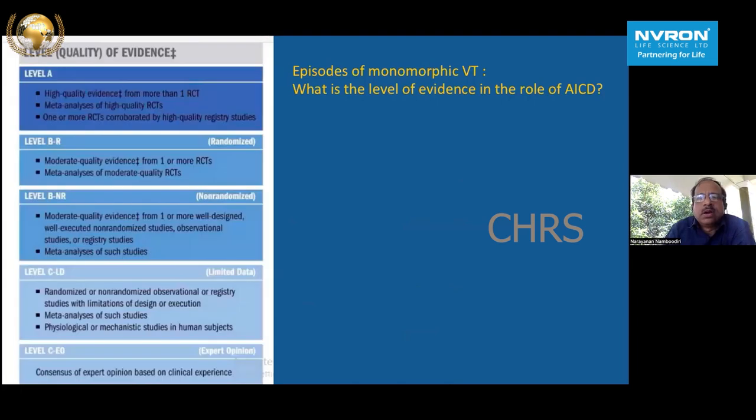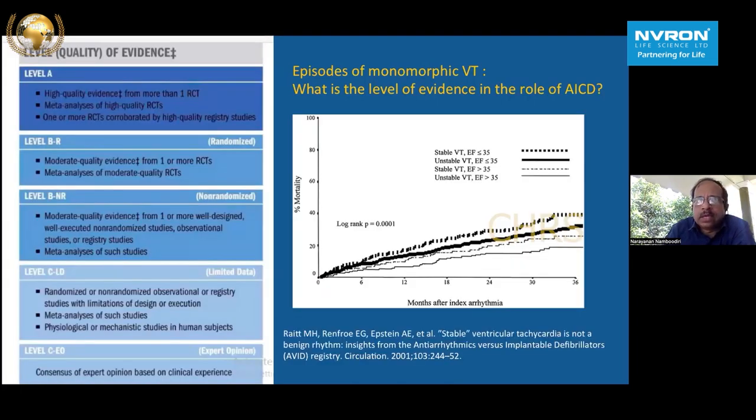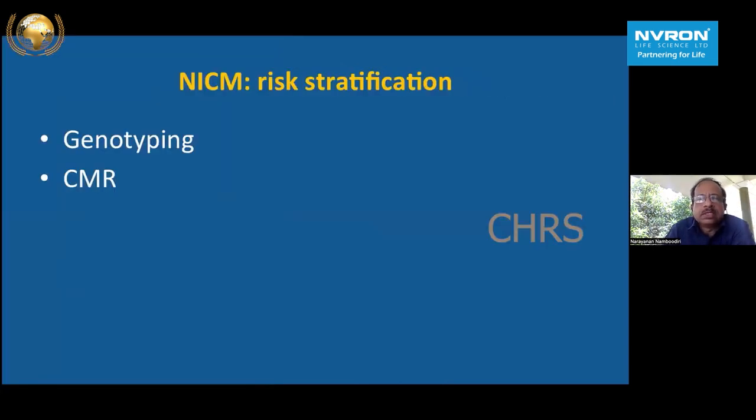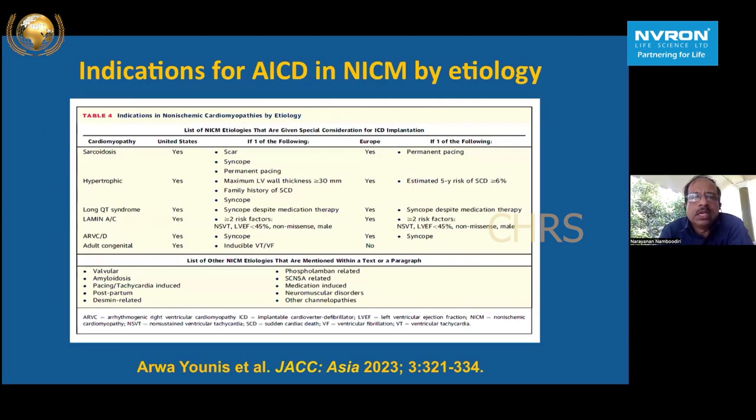But in this case, we went ahead with the ICD, and this patient's LV function has improved. When you stratify non-ischemic cardiomyopathy, in addition to this AVID, CIDS, CASH era, we have additional modalities like genotyping and cardiac MRI coming up now, contributing a lot. We have a lot of understanding on this, and the indications for ICD in this recommendation actually include non-ischemic cardiomyopathy, other causes which may require ICD beyond the classical recommendations based upon the classical trials.